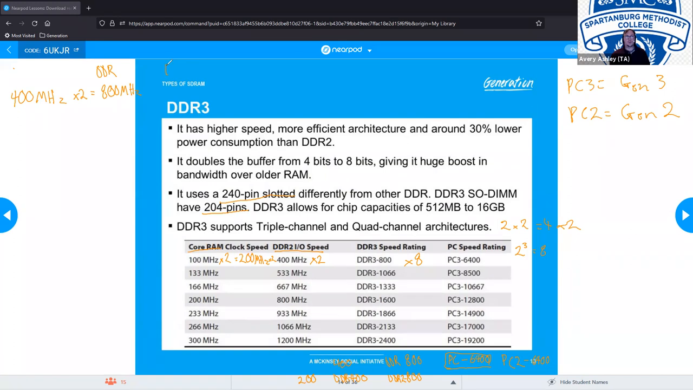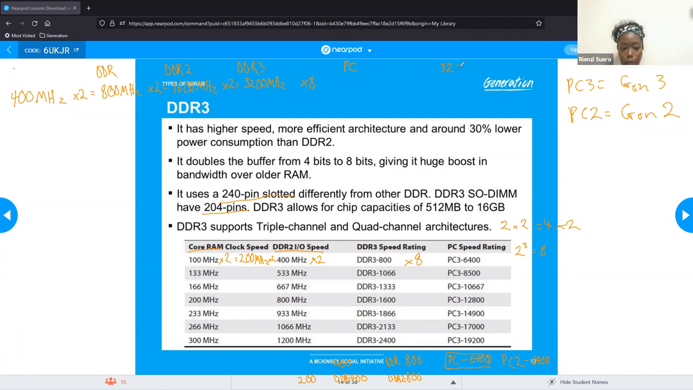Now we have to find our DDR2. Multiply again by 2. Right. Because every time we're just doubling our efficiency. So 800 times 2 is going to be 1600 megahertz. And now we can finally find our DDR3 speed. Because we're doubling our efficiency, that's going to put us at 3200 megahertz. All right, so now we can find our PC speed rating. So what are we going to multiply? By 8.